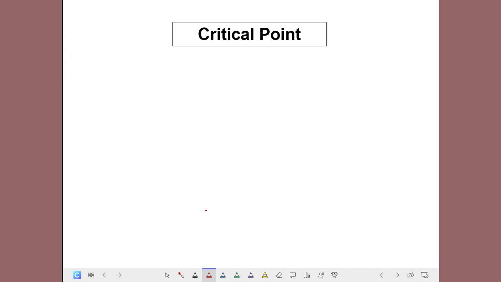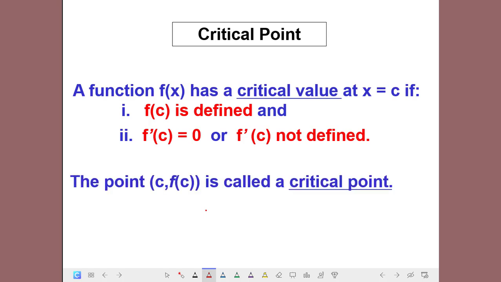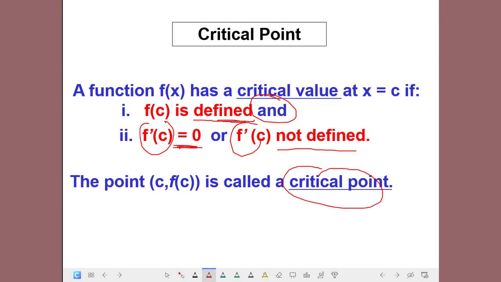So, critical point. What is a critical point? A function f of x has a critical value at x equals c if we have two conditions. First, f of c is defined, and f prime of c is equal to 0 or f prime of c is not defined. The point (c, f of c) is called a critical point.